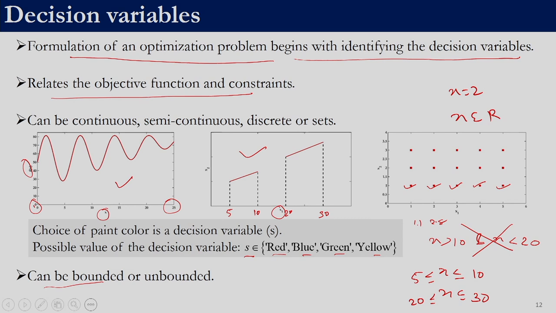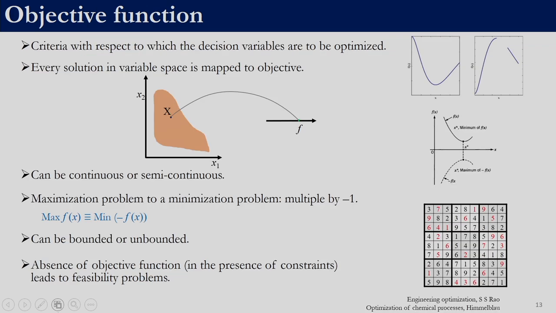So now that we have done the decision variable, let's move on to the objective function. The objective function is the criteria with respect to which the decision variables are to be optimized. Our task is to determine the values of the decision variables so that a function known as the objective function is either minimum or maximum.